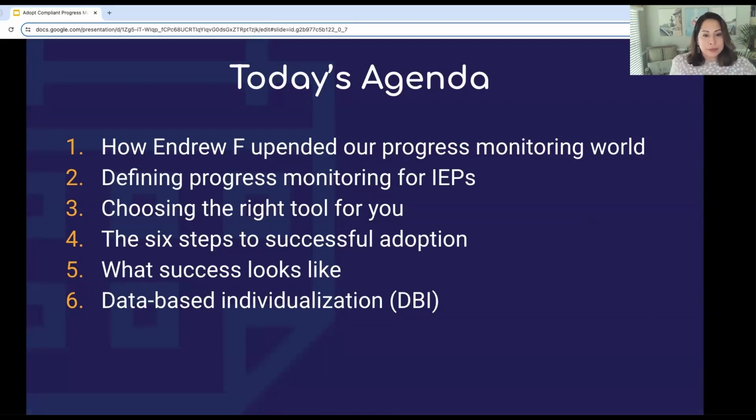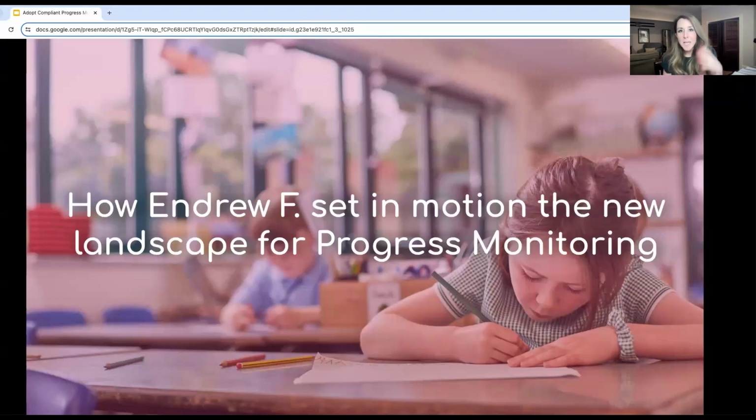So let's get started. So first, how Andrew F. set in motion the new landscape for progress monitoring. I'm sure everyone is familiar with this case, so we won't go into that itself, right? But we will take a few moments to describe how the court's ruling has ultimately led us to new expectations for monitoring student progress on their IEP. It was really a three-step process.